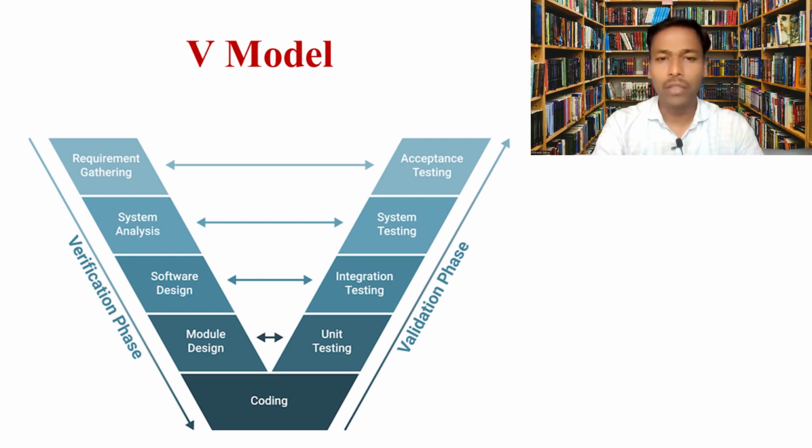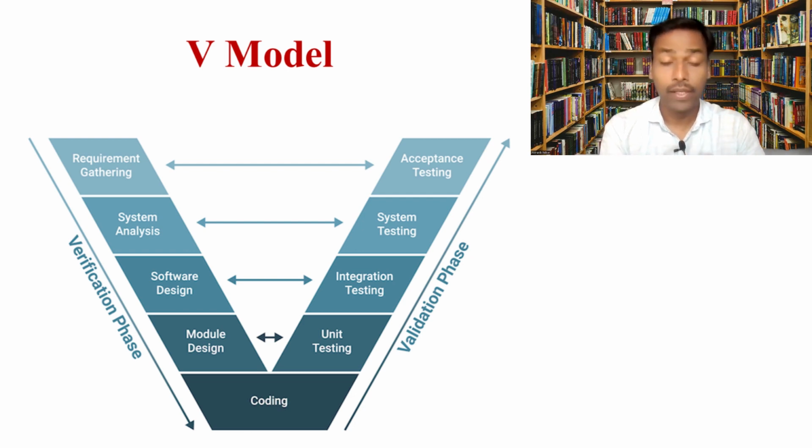The first phase will be requirement gathering. The next phase will be system analysis. The next phase will be software design. Next we are going to design the modules, and then we go for the coding. So after going through all these phases, the coding will be initiated. Now the next phase will be unit testing.